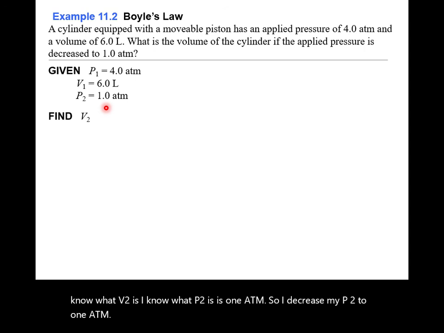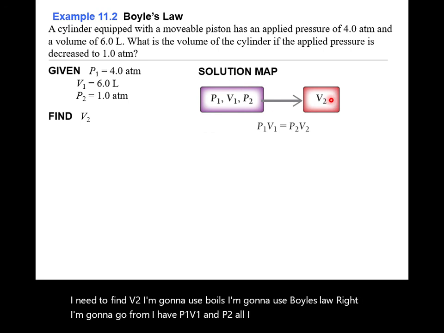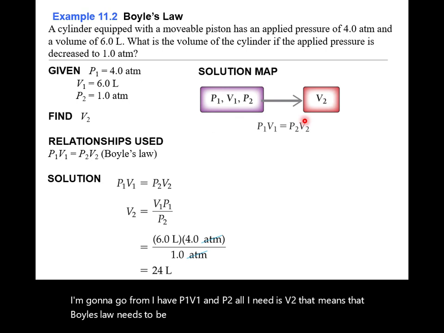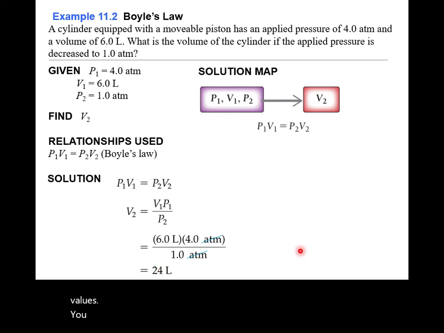I need to find V2. I'm gonna use Boyle's law, right? I have P1, V1, and P2. All I need is V2. That means that Boyle's law needs to be arranged. So I'm gonna rearrange Boyle's law as such to isolate V2 on one side, and all I have to do is plug in the values. You get 24 liters. As simple as that. That's how it works.